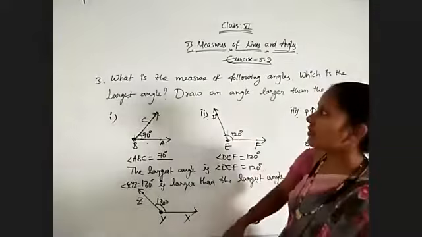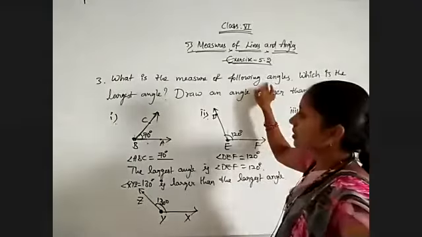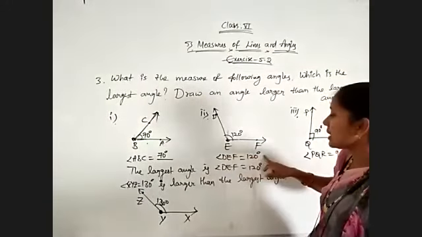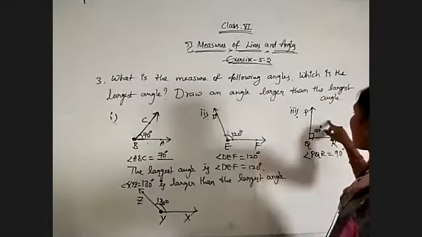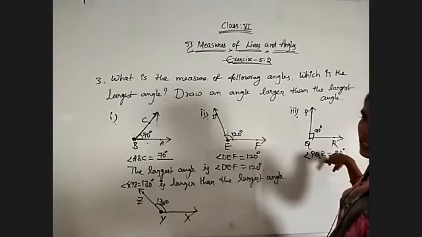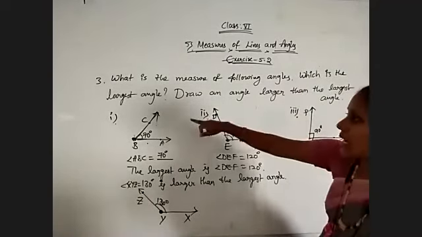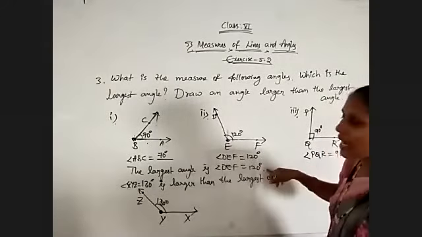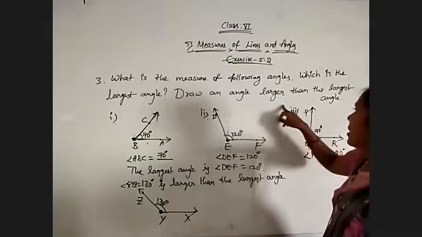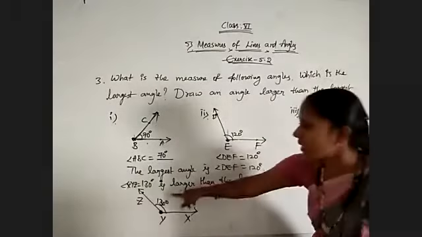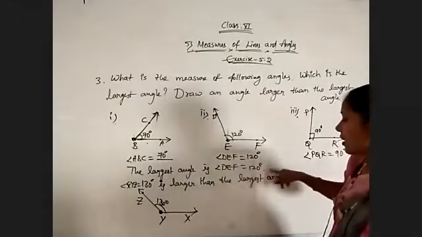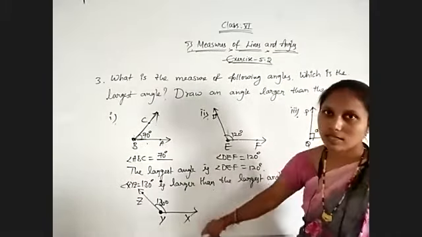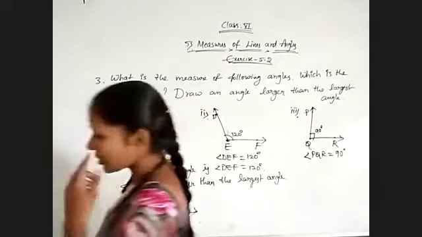For this question, what is the measure of the following angles? The measure of each of the angles is: angle ABC is 70 degrees, angle DEF is 120 degrees, angle PQR is equal to 90 degrees. Which is the largest angle? Angle DEF, equal to 120 degrees, is the largest angle. Draw an angle larger than the largest angle. So 130 degrees is larger than the largest angle, that is 120 degrees. So I am constructing it. That's it. Now coming to the next question.